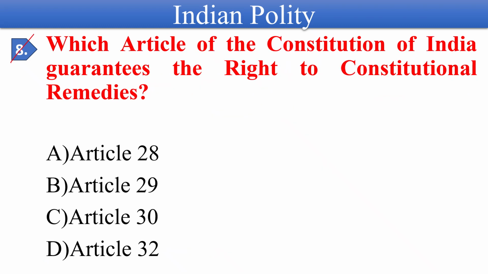Eighth question. Which article of the Constitution of India guarantees the right to constitutional remedies? Option A, Article 28. Option B, Article 29. Option C, Article 30. Option D, Article 32. And the answer is option D. Article 32 is the correct answer.